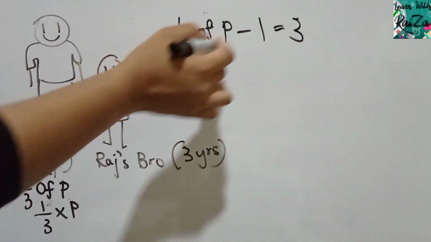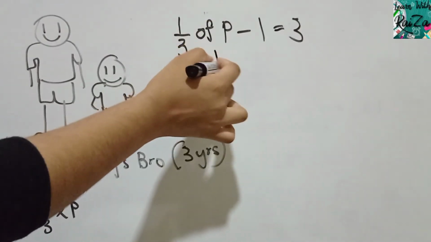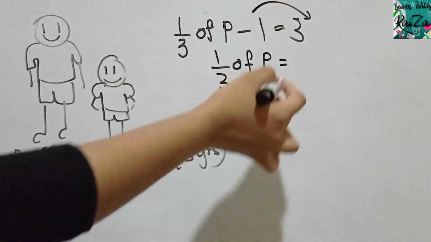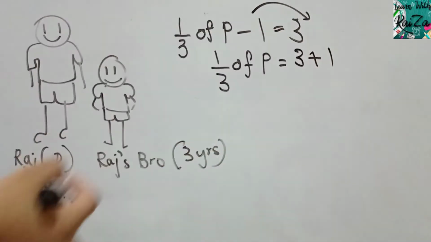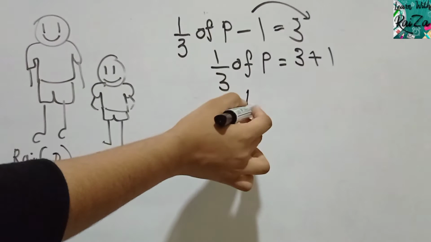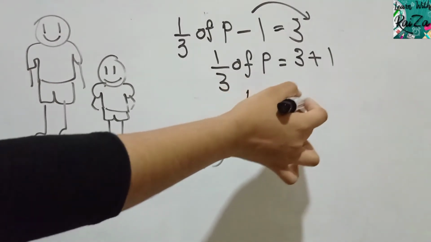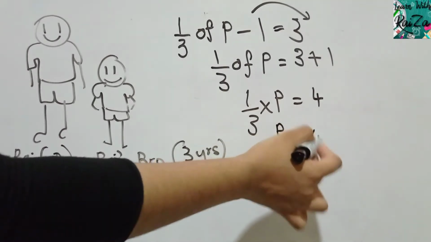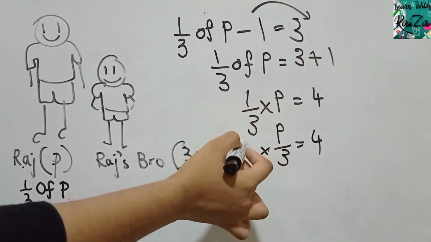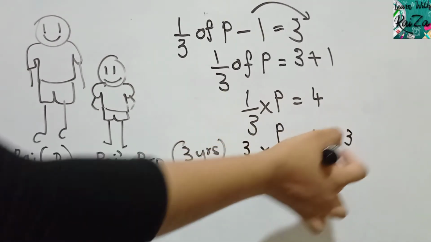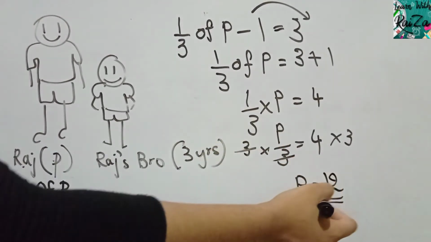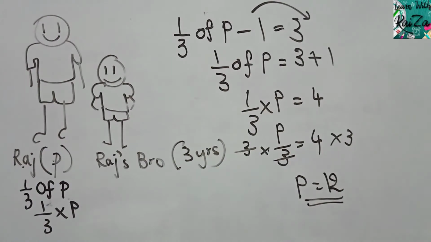Very simple now. Take the -3 there. 1/3 of P is equal to, when you take -3, it will become positive 1, then 4. Now P by 3 is equal to 4. To isolate P alone, multiply by 3 on both sides. P is equal to 12. So Raj's age is 12 years old.